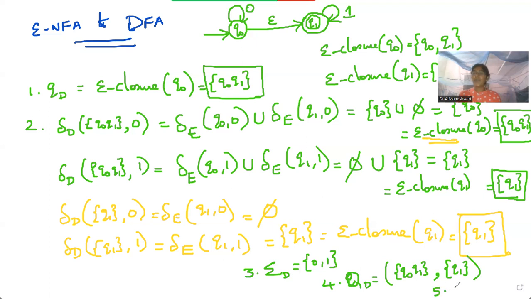Final states: the final state of the Epsilon NFA is Q1. So wherever Q1 is present, that will be called a final state. Both places have Q1, so both states are final states. Q0, Q1 is one final state and Q1 is another final state. That's it. You also have to draw the diagram for this transition mapping, so I'll show you that alone.